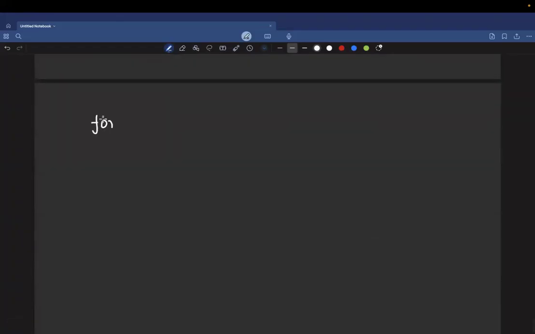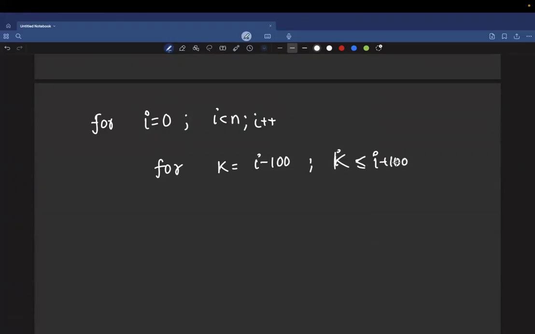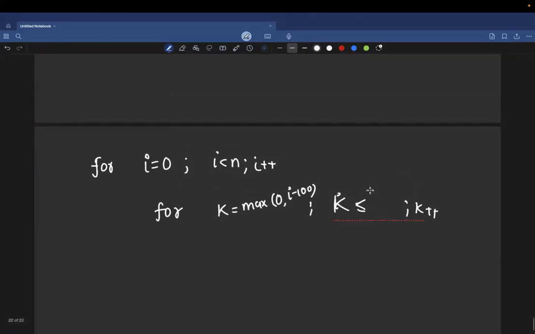So what you can do is something like this. You can have a for loop of i starting from 0 till less than n, and then have a for loop for k starting from i minus 100 and going up till k less than or equal to i plus 100. Obviously, you need to make sure that k should always be greater than or equal to 0 as well. You cannot have a negative value of k, so you can initialize k as maximum of 0 and i minus 100. Similarly, k should always be less than or equal to n minus 1. So you can have k less than or equal to minimum of n minus 1 and i plus 100, or maybe i plus 99 as you wish.